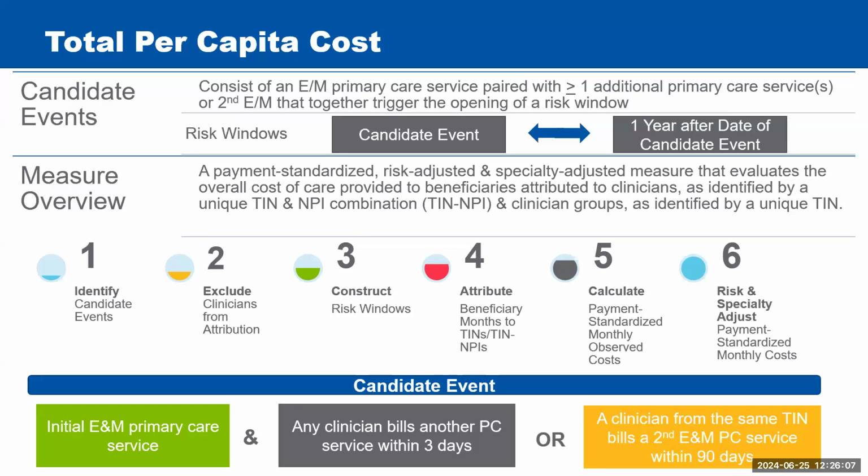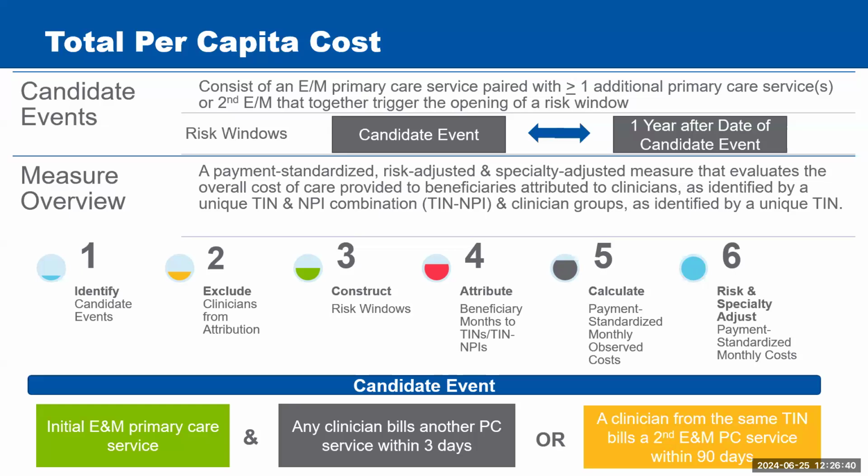Clinicians can be excluded from attribution if they meet one or more of the service exclusions. They fall under the following categories: surgery, anesthesia, therapeutic radiation, and chemotherapy. They can also be excluded based on their HCFA specialty designation if they identify as one or more of those 49 specialties. Obviously we're not covering all of those specialties, but there is a specialty exclusion list.